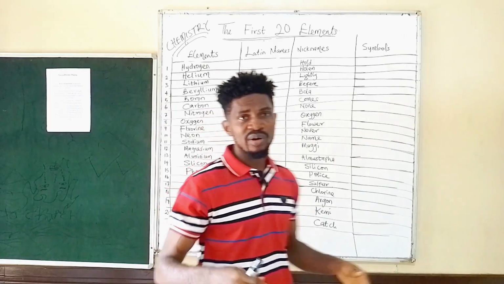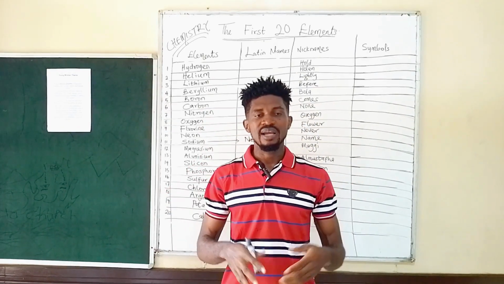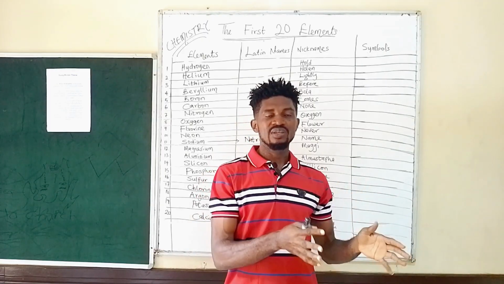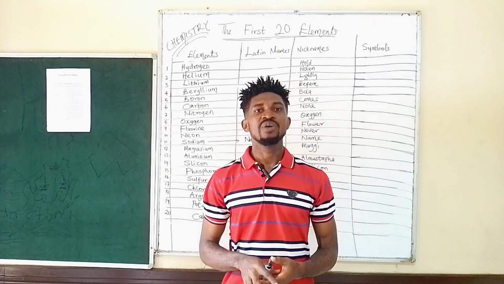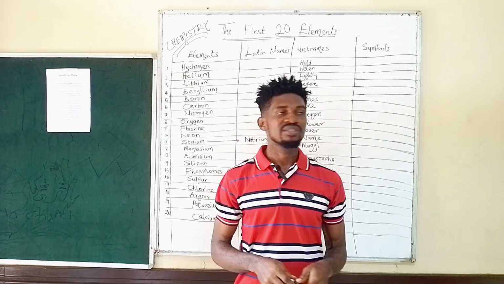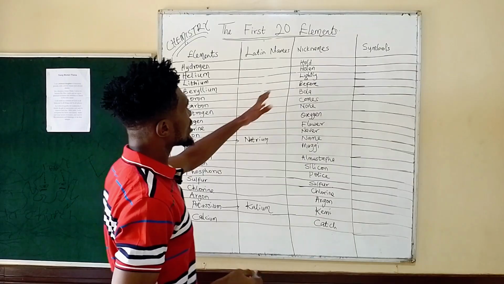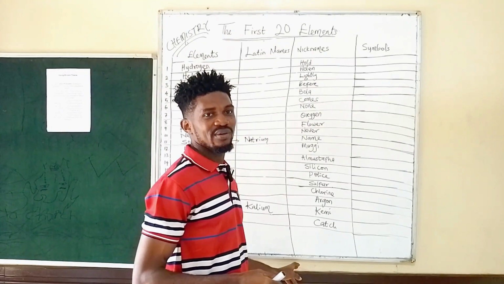And also the symbols. I've actually taught the symbols of elements, and I mentioned the 3 ways in which symbols of elements are used to represent these elements. Now let's go straight to writing the symbols, then I will come back to the nicknames.